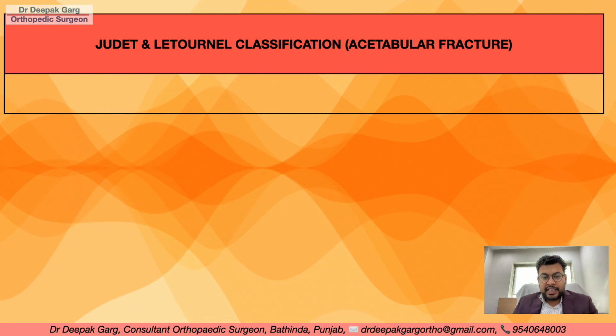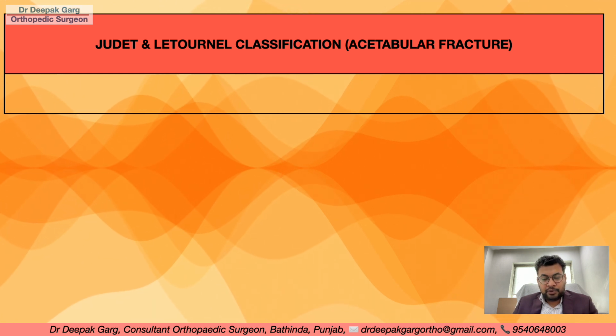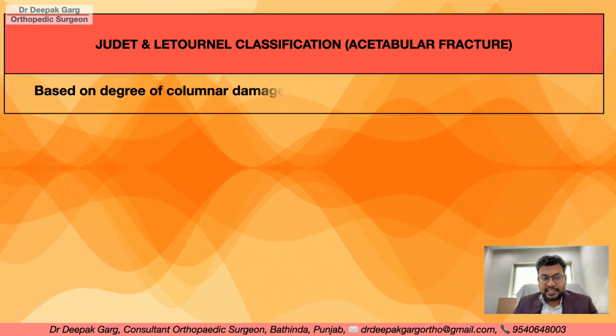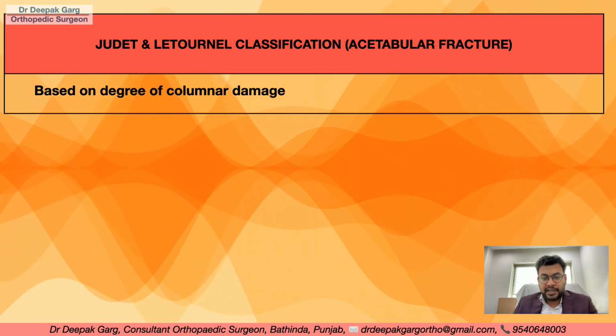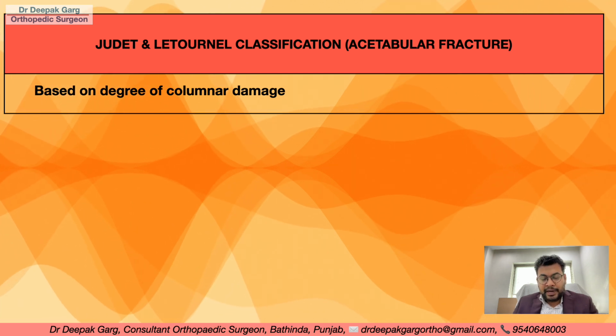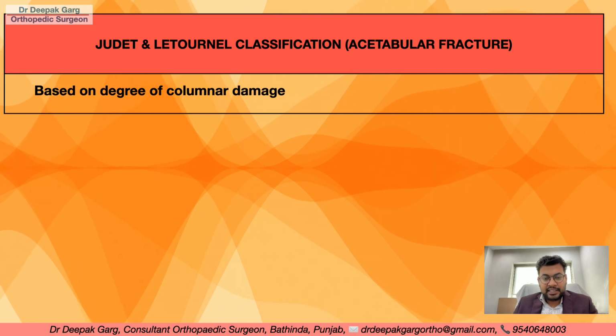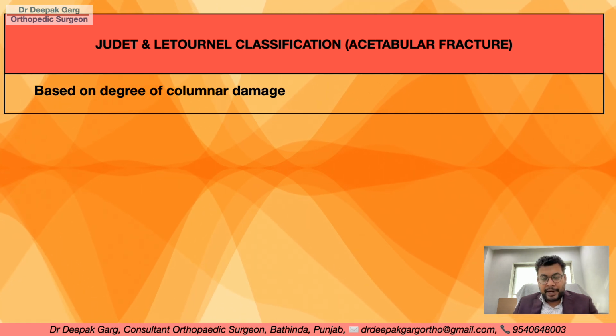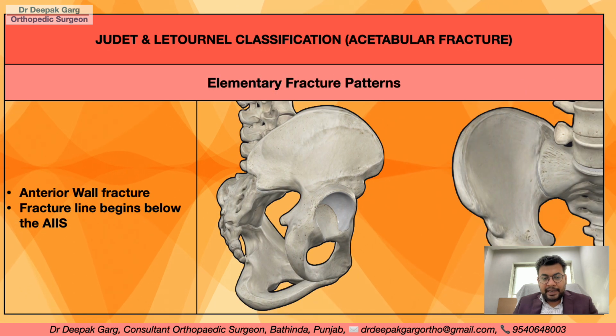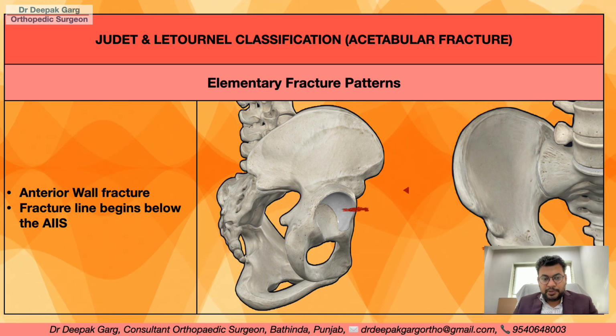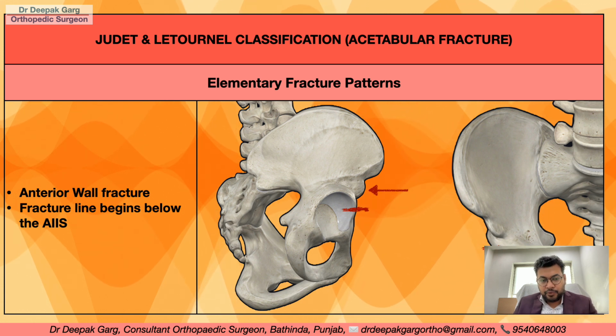Let's now go to the classification. The classification name is the Judet-Letourneur classification for acetabular fractures, and this classification is based on the degree of columnar damage. There are two main types of fracture divided. One is the elementary fracture patterns, the other is the associated fracture patterns. So let's look at the elementary fracture patterns. There can be an anterior wall fracture. The fracture line begins just below the anterior inferior iliac spine and it involves the anterior wall.